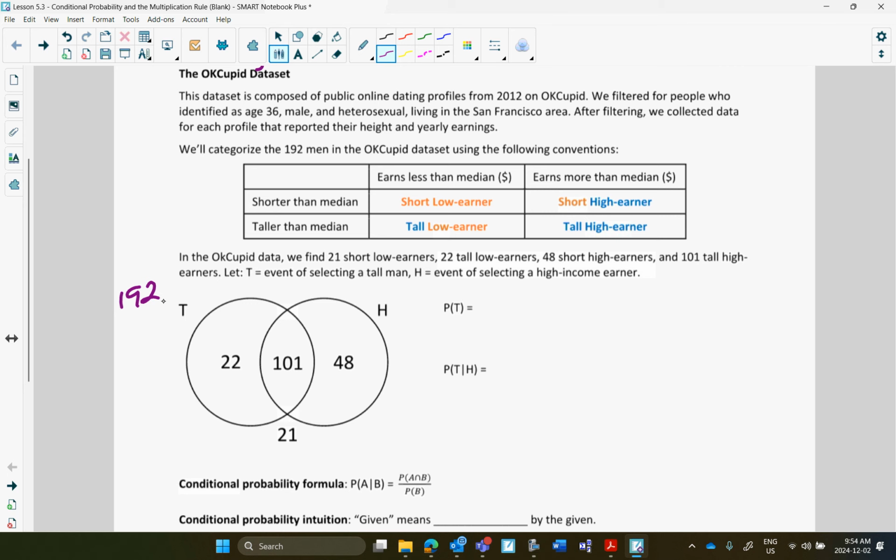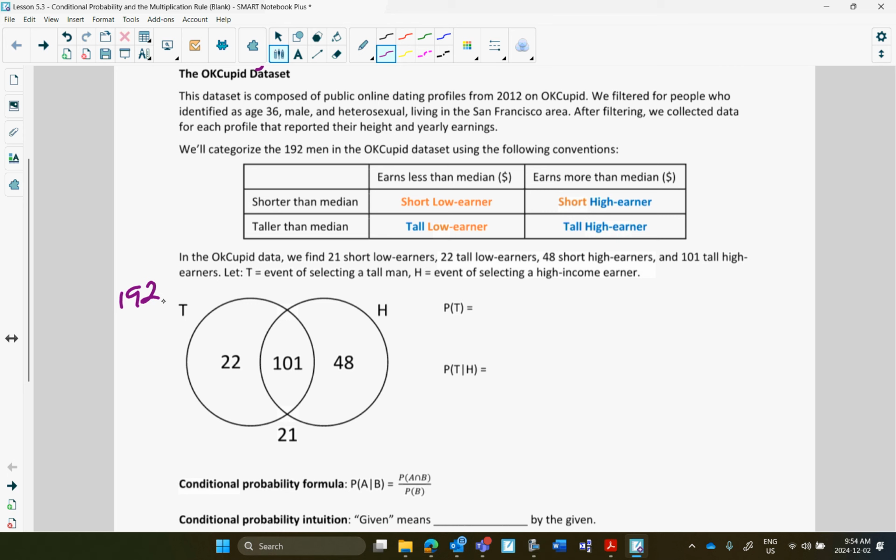What's the probability of selecting a short man? Wouldn't short be everything outside of tall? So these guys must be short. Same with these guys, right? Because these guys are short and they're low income earners. So yes, it would be 69 over 192.